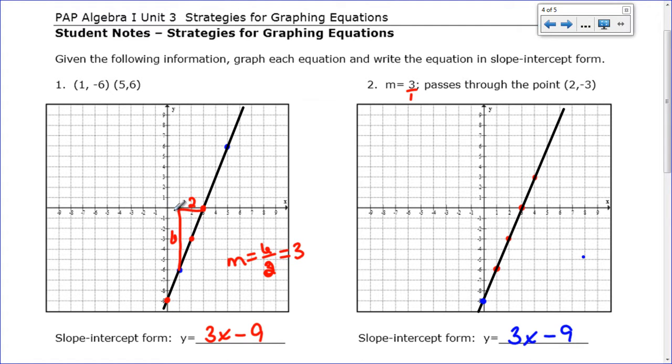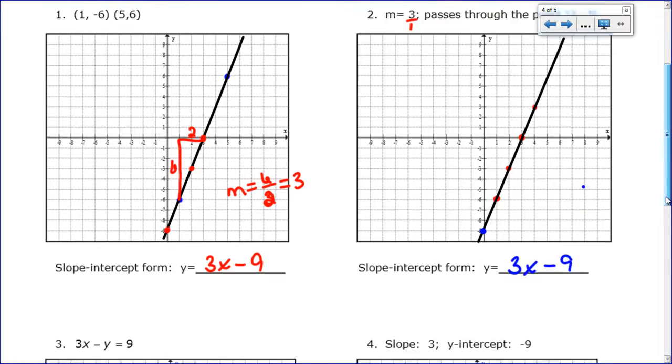And so if you look over here, this graph does pass through 2, -3. It does pass through that same exact point, so they're the same line. I just was given different information.